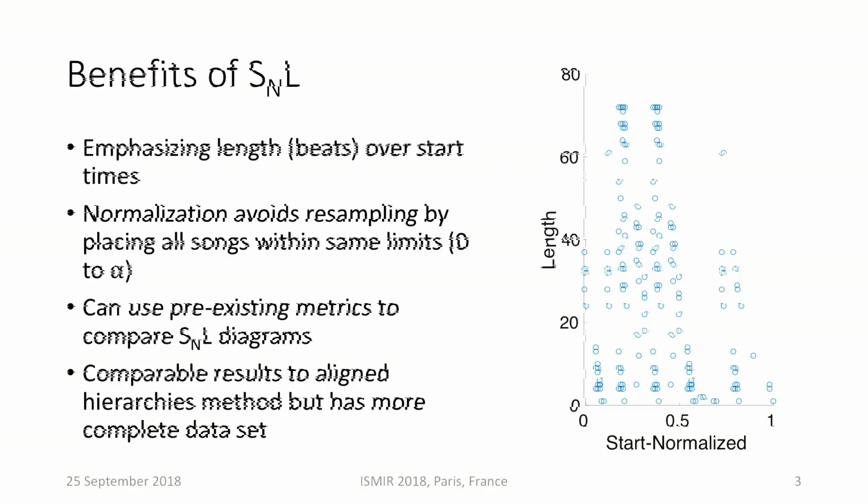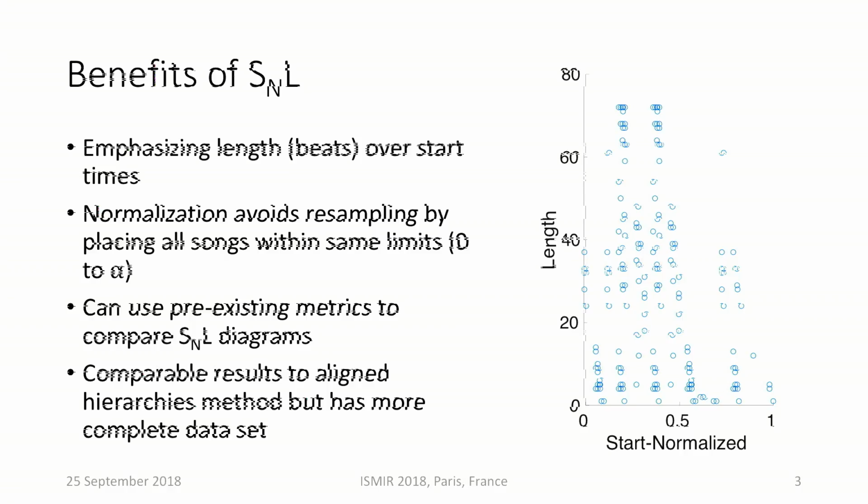This allows us to avoid any type of resampling by putting all of our songs within these same limits, 0 to alpha. In this case, we're seeing 0 to 1. And preserving this length component of each of the structures so we contain that information. We also can use many pre-existing metrics from topological data analysis, which can compute a distance based on these start normalized length diagrams, which correspond to the dissimilarity between these songs. These metrics already have a lot of pre-existing theory to them, so it's really nice we could just kind of adapt it to this method.